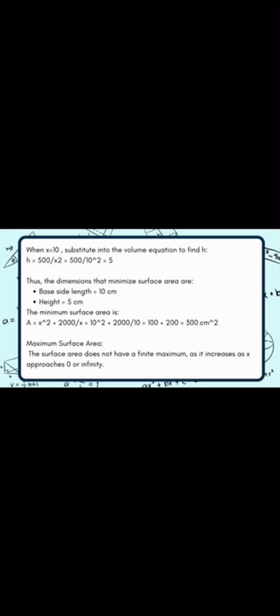And now the maximum surface area. The surface area does not have a finite maximum, as it increases as x approaches 0 or infinity. So next, Amir will present the other problem statement.